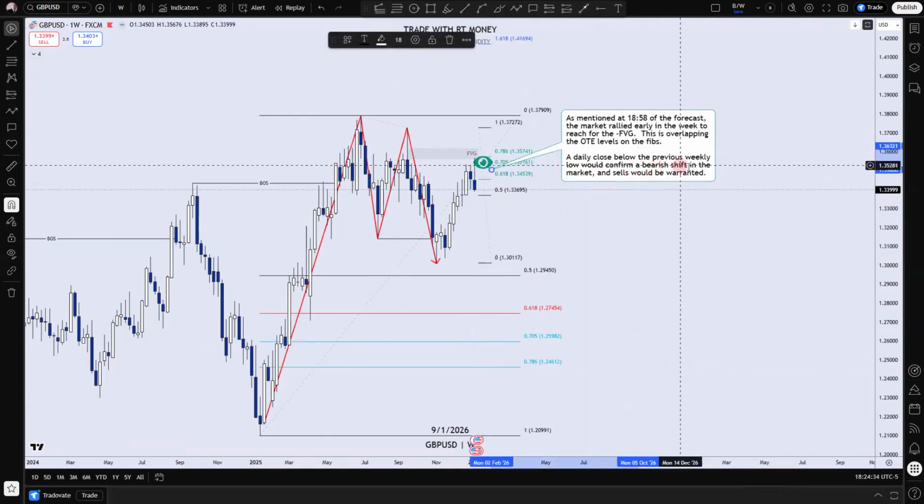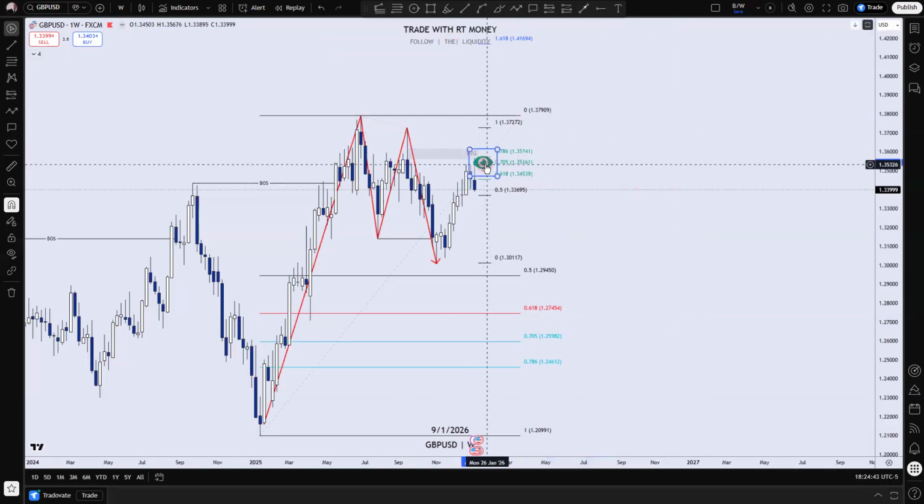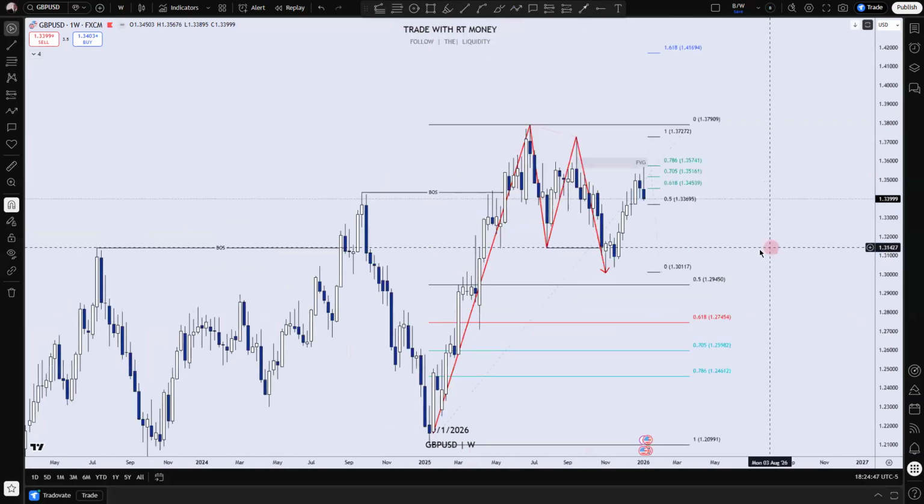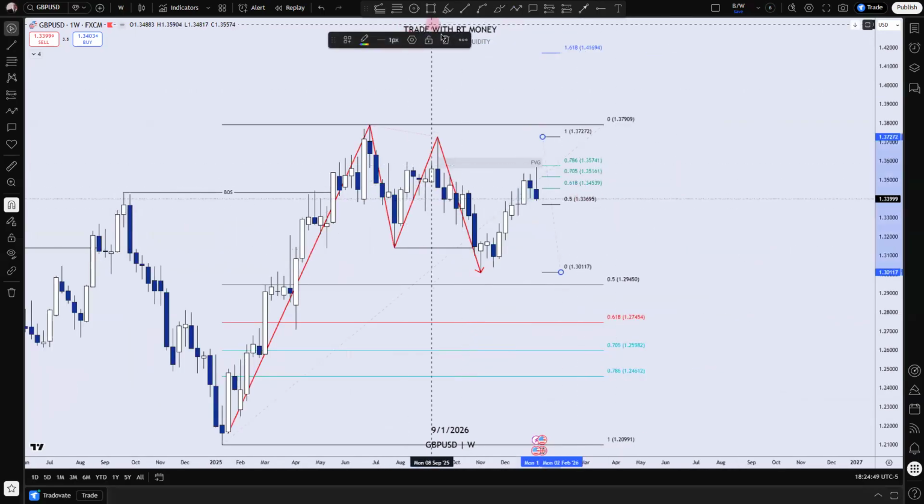Our daily close below the previous weekly low would confirm a bearish shift in the market and sells would be warranted. Now, I said all of that, did all of that, and what happened? What indeed did happen? Well, I will tell you.